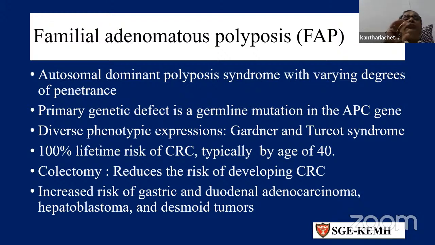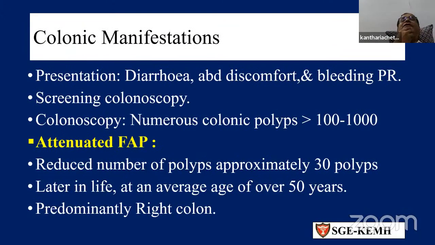Hence, prophylactic colectomy is recommended in all these patients to reduce the risk of developing carcinoma by the late 20s or early 30s. Besides this, it's very important to note they also have an increased risk of gastric and duodenal adenocarcinoma, hepatoblastoma, and desmoid tumors. As far as colonic manifestations are concerned, they will present with diarrhea, abdominal discomfort, and bleeding PR, and you would naturally do a colonoscopy and find numerous polyps, more than thousands, what is described as a carpet of polyps.